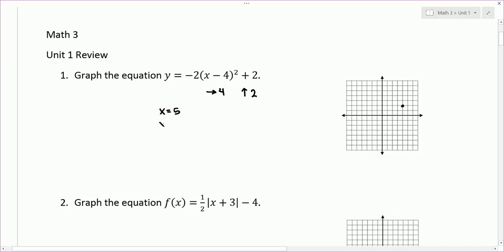So when x is 5, we end up with y is negative 2 times 5 minus 4 squared plus 2. 5 minus 4 is 1, and 1 squared is still 1. So we end up with negative 2 plus 2, which is 0. So when x is 5, 0 is our y value. Because the first point is our vertex and we have symmetry in our graph, we get a third point automatically. And so here's a sketch of the graph we're working with.